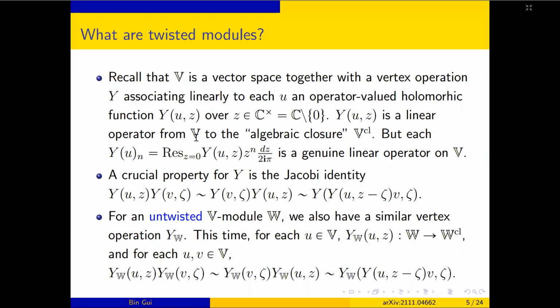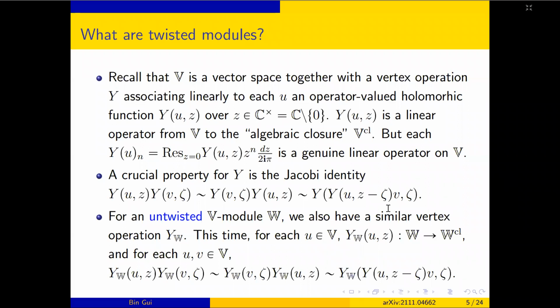So this is a field operator which depends, first of all, linearly on u. This is very natural, but it also depends holomorphically on z. So z is a complex variable defined on the punctured complex plane. It cannot be defined on the origin, so it is defined on the punctured complex plane holomorphically. And these field operators satisfy some axioms, the so-called Jacobi identity. This formula should be understood in the sense of complex analytic continuation. I'm not going to talk about the details, because that would take a lot of time, so don't worry about the details of this Jacobi identity if you are not familiar with it.